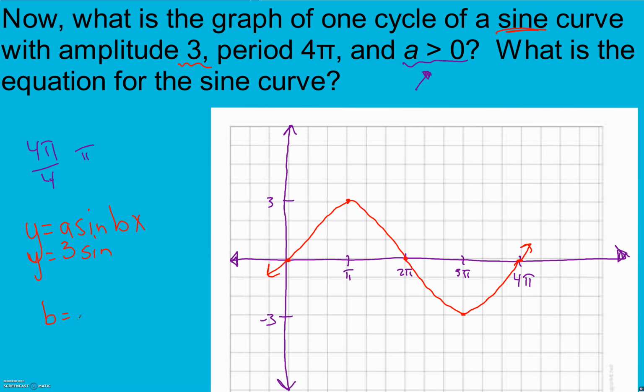B, to find b, we take 2 pi divided by b equals our period. So I'm going to multiply by b on both sides. Go ahead and divide by 4 pi to get b by itself. 2 over 4 is the same as 1/2, so b equals 1/2. The book might do a theta here instead of an x. Either way works for me.